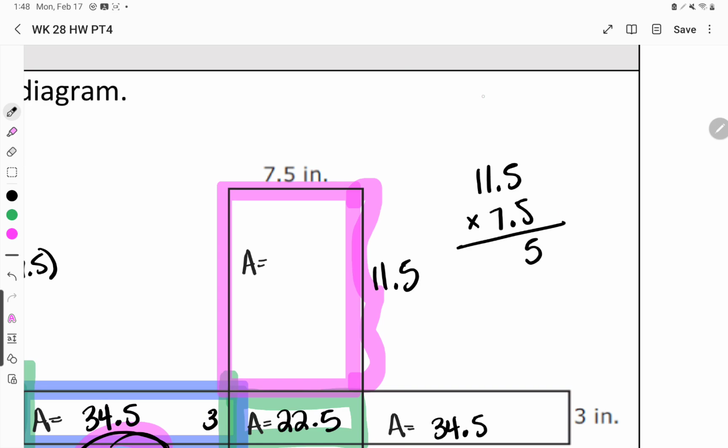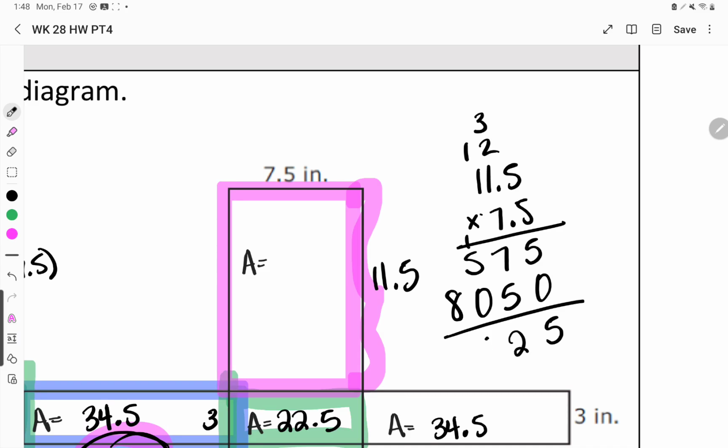5 times 5 is 25, so I write down a 5, carry my 2. 5 times 1 is 5, plus 2 is 7. 5 times 1 is 5. I'm on my next row now, so I add a 0. 5 times 7 is 35, so I write down a 5, carry my 3. 7 times 1 is 7, plus 3 is 10, so I write down a 0, carry my 1. 7 times 1 is 7, plus 1 is 8. Add it all together. I have 5, 2. That gives me 86.